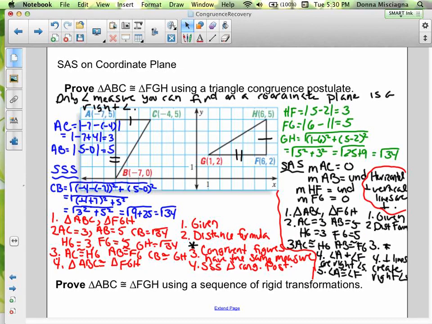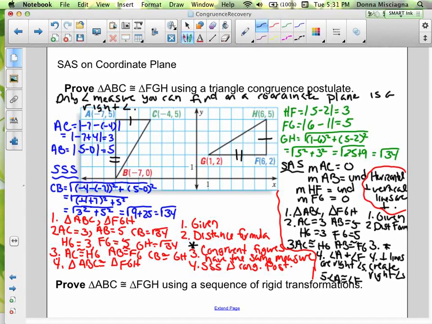All right, so 4, perpendicular lines create right angles. Number 5, angle A is congruent to angle F. The reason there: all right angles are congruent. We almost got it. All right angles are congruent. If I had more space on this side.